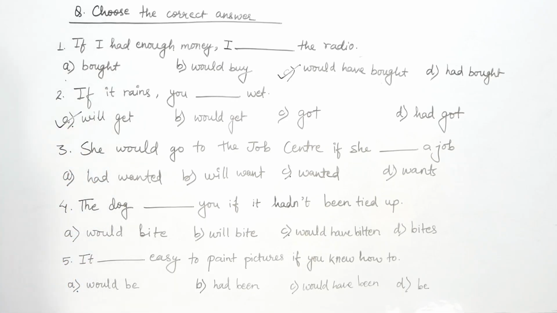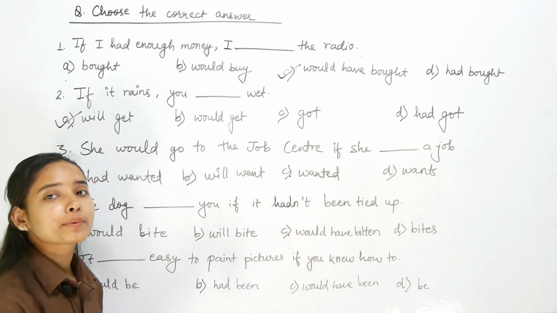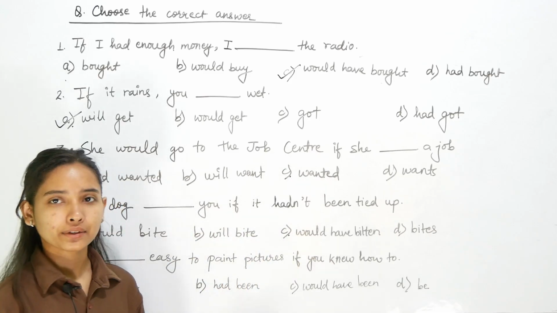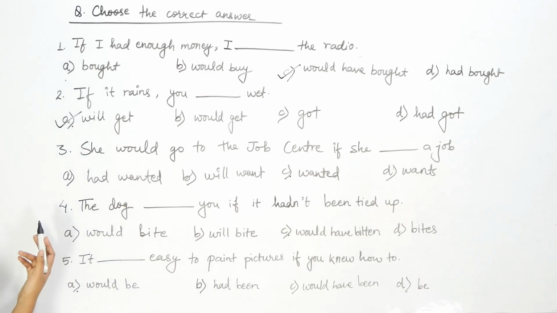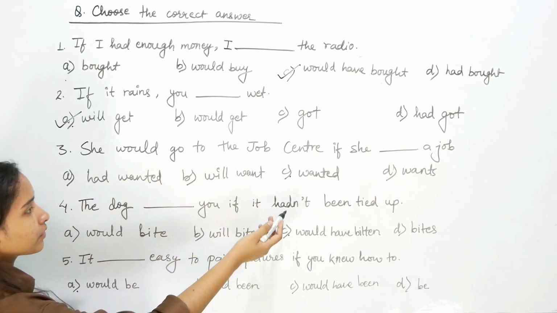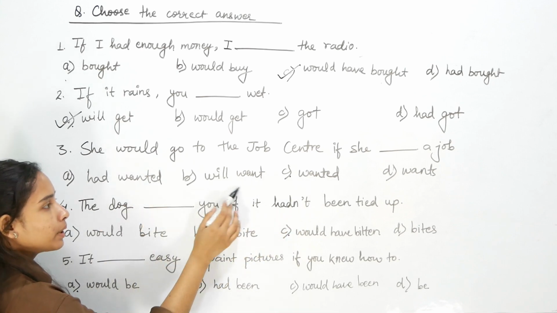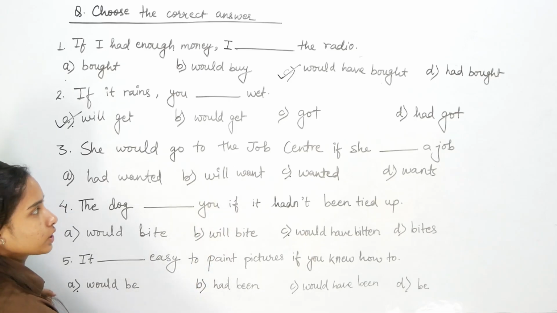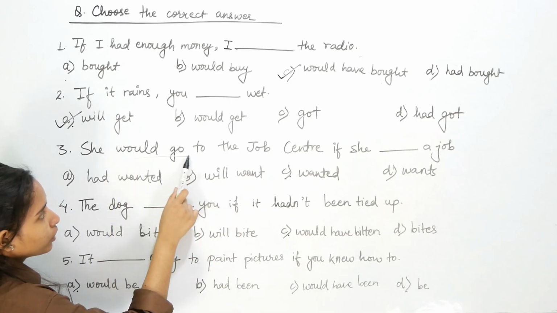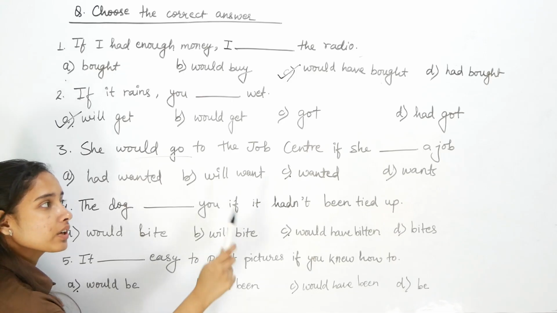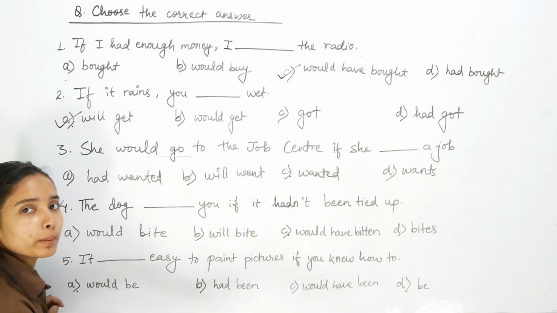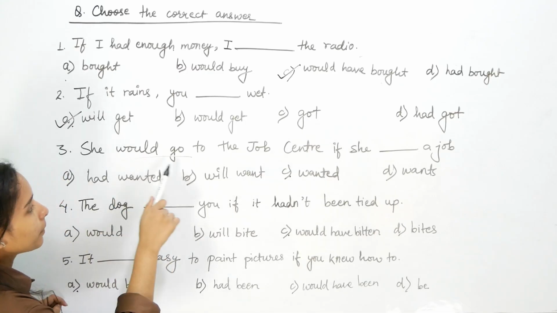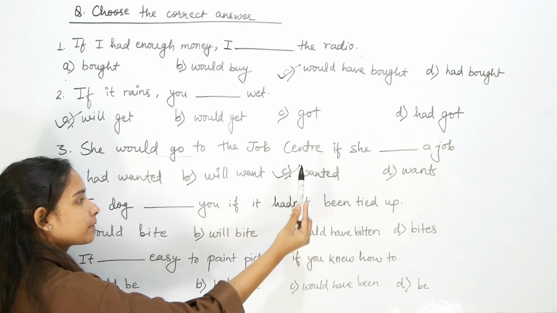So the third question now we have is, she would go to the job center if she dash a job. अब यसमा के छ भने, she would go to the job center. उ job center जान्थ्यो if उलाई त्यो job चाहिएको थियो. अब if के हुन्छ त, she would go to the job center if she dash a job. Had wanted a job, will want a job, wanted a job, or wants a job. So here we can see she would go to the job center. उ job center जान्थ्यो if she wanted a job. If उलाई job चाहिएको भए उ job center जान्थ्यो. So the correct answer is wanted.